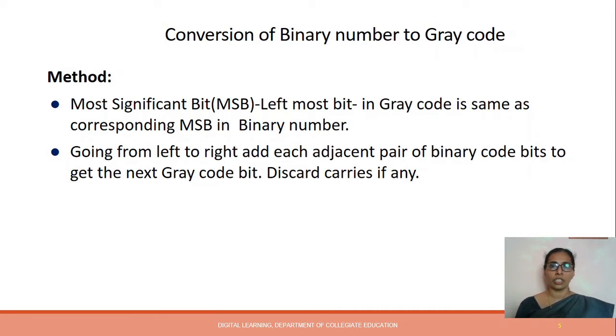Now let's see conversion of a binary number to gray code. The procedure is like this. The most significant bit, that is the leftmost bit in gray code, is the same as the most significant bit in the binary number. Starting from the left to the right, add each adjacent pair of binary bits to get the next gray code bit. While adding, if there is any carry, then discard that carry. So now we can see this with examples.